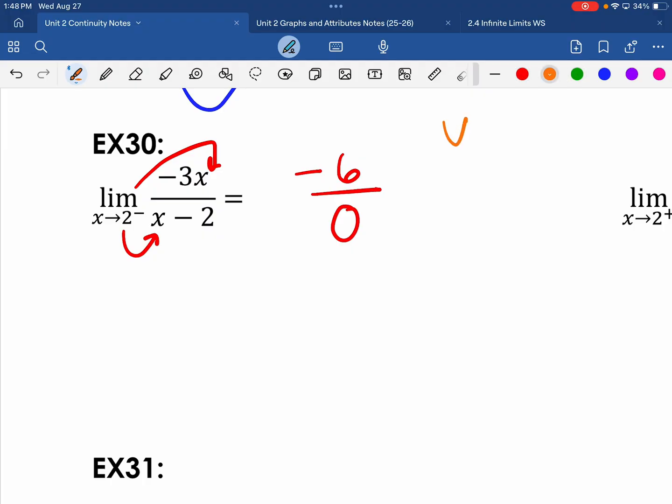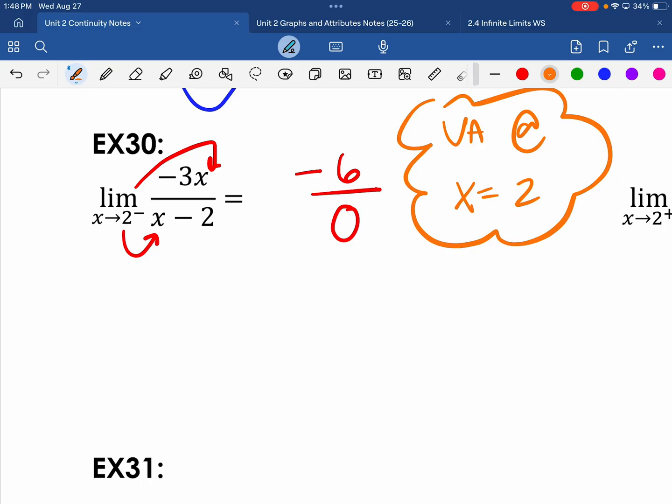All right, so where's my vertical asymptote at? X equals 2. Do you have to put VA at 2? On the homework I think you do, but on the AP test, no. But sometimes the AP test will give you this limit and ask you something about the vertical asymptote. So it doesn't matter what the numerator is. If it's over 0, it's going to be a vertical asymptote.